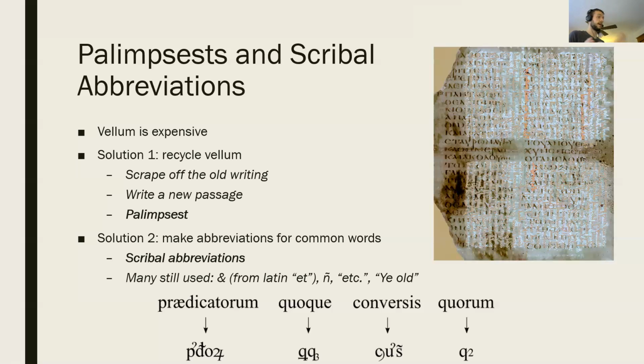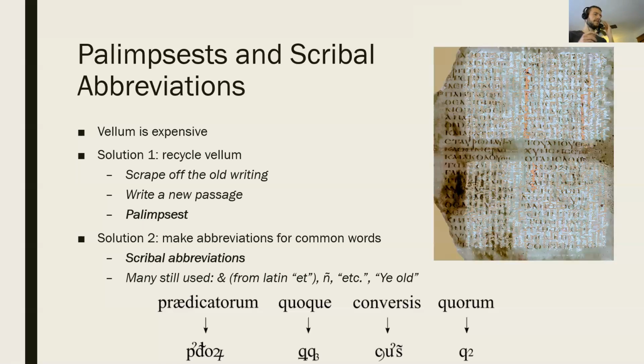And some of these scribal abbreviations have actually survived today. The and symbol that we're familiar with actually came as an abbreviation of the Latin word et. And similarly, the tilde used in Spanish was developed out of this kind of abbreviation in the way that older versions of Spanish had been written. Abbreviations like etc. all resulted from the fact that vellum was such an expensive material to write on.